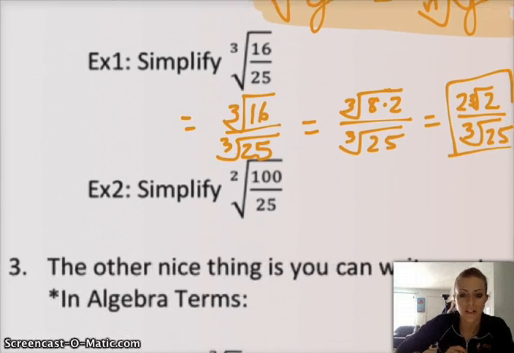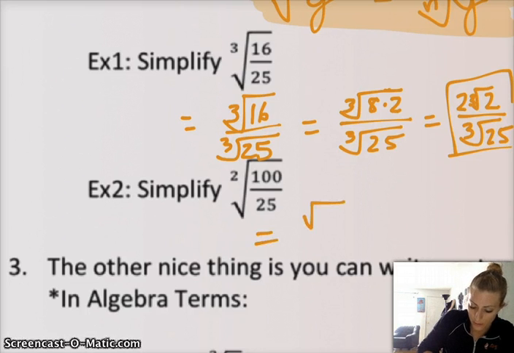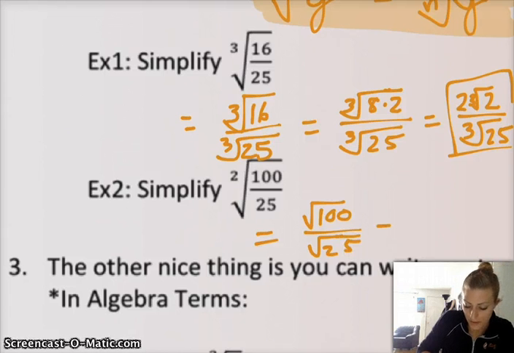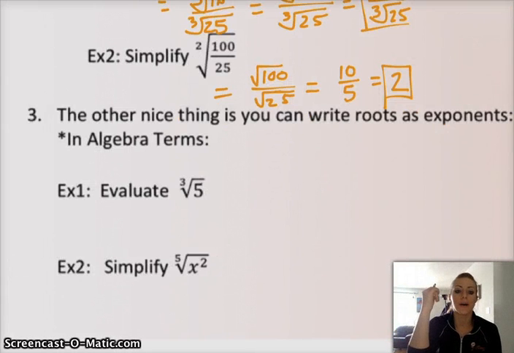Second one, simplify the square root of 100 over 25. Since both are under the root, we can make that the square root of 100 over the square root of 25, which simplifies a lot nicer than the first one, to be 10 over 5, which is just 2. Box it, done. And last but not least, you can write roots as exponents.